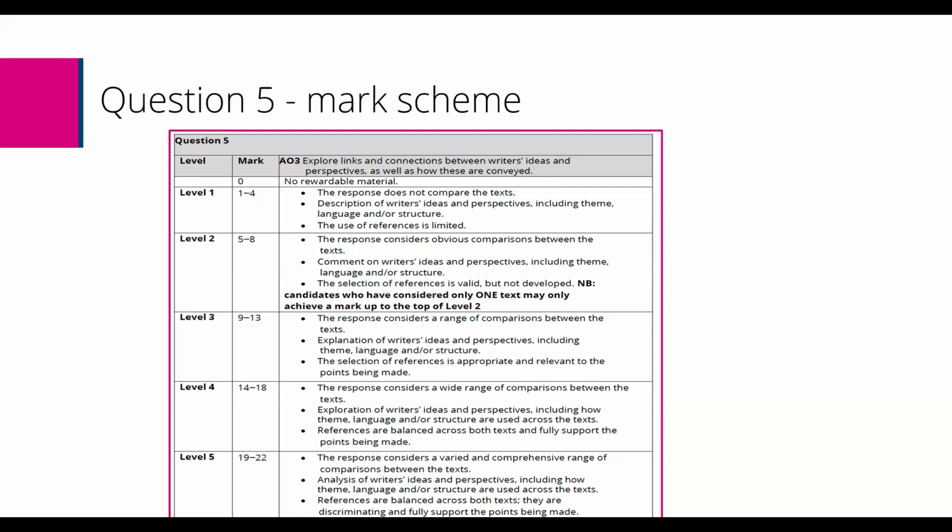And if we go to the second bullet point where we're looking at the ideas and perspectives, in level 1, that would be descriptive. So just a narrative thing. In level 2, there's some comment. Level 3, explanation. Level 4, we move to exploration. And level 5, we're looking at analysis. And then the references: limited in level 1, valid in level 2, appropriate in level 3, balanced in level 4, and discriminating and fully support the points in level 5.